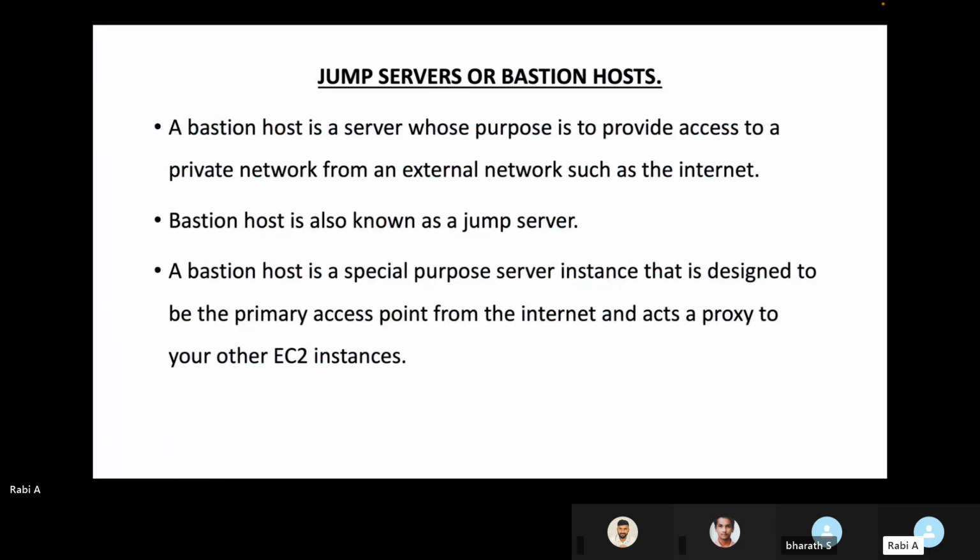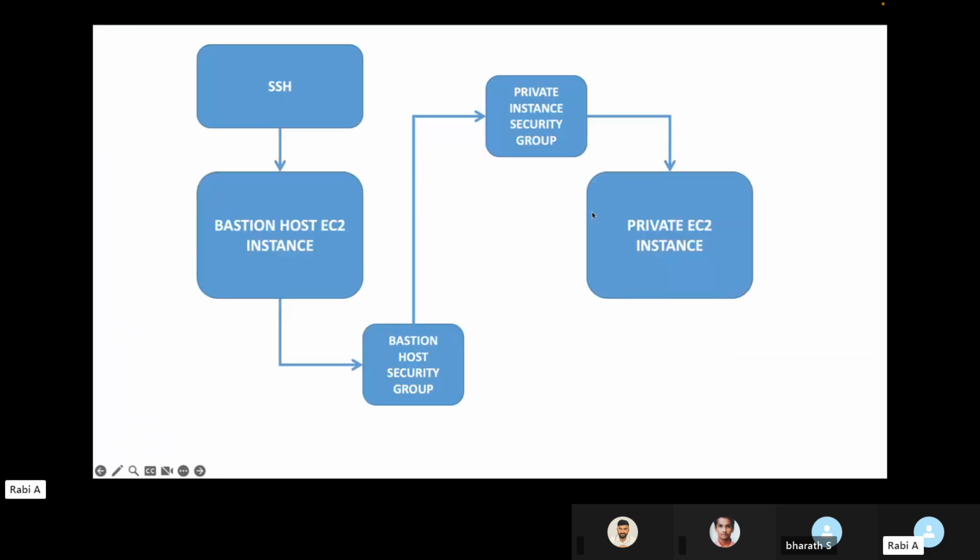So this is how the flow goes. We will have one instance which will be our Bastion instance, and then we can have any number of private instances. From the local machine, we will first connect to this Bastion server, and then from this Bastion server, we can connect to any private instances that we have. Does the concept make sense? Any questions?